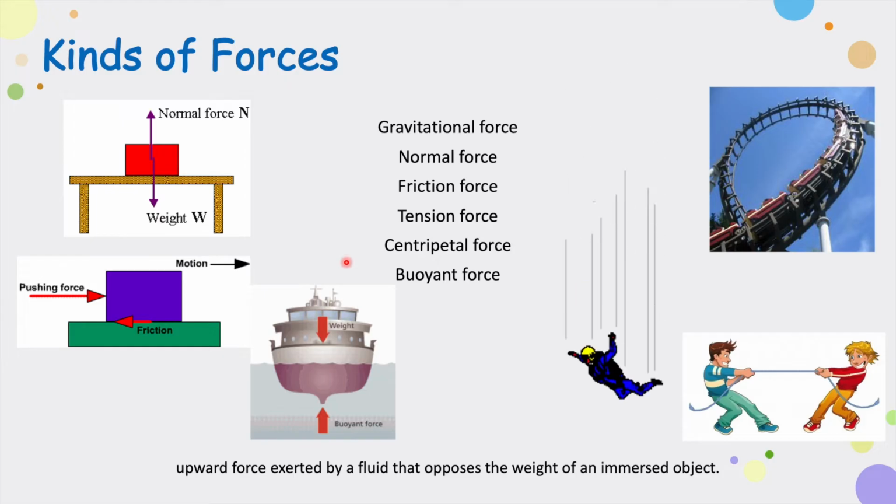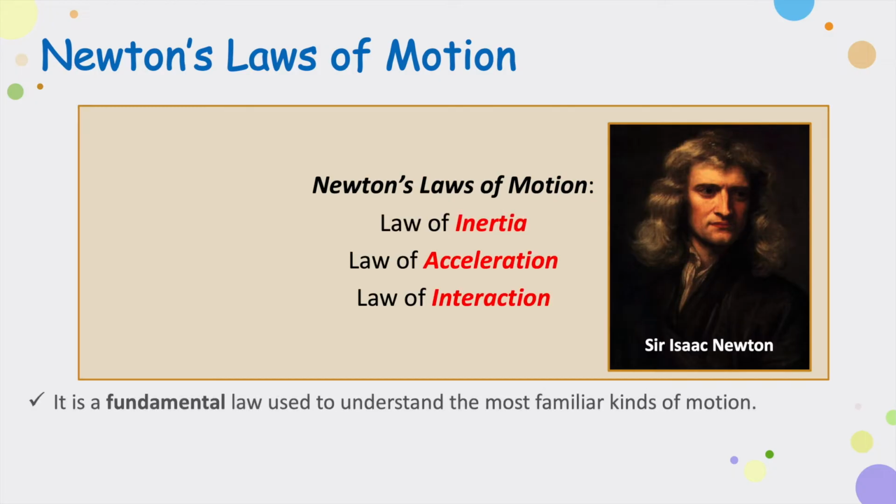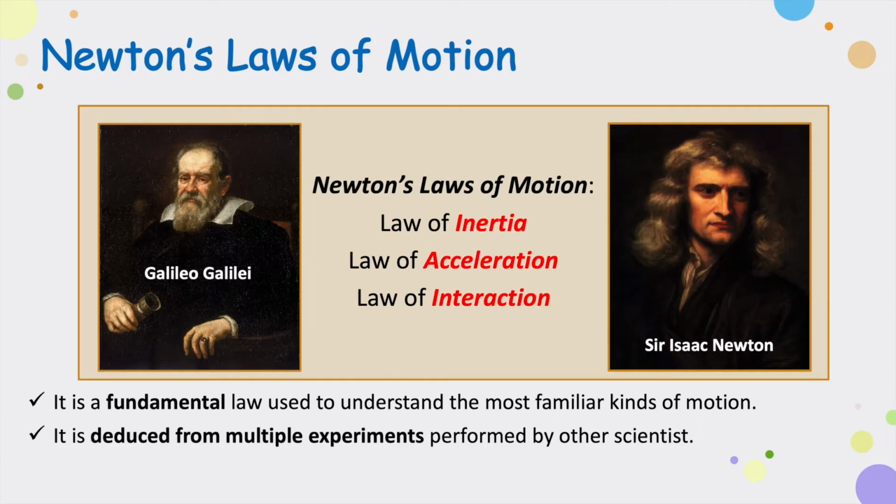The Newton's laws of motion were formulated by Sir Isaac Newton. It is a fundamental law used to understand the most familiar kind of motion. And this law was deduced from multiple experiments performed, and one of the experimenters was Galileo Galilei. And take note that these laws of motion are applicable only to classical mechanics. When we say classical mechanics, it is one of the branches of physics dealing with objects visible to the human eye, but the speed of the object does not exceed the speed of light.